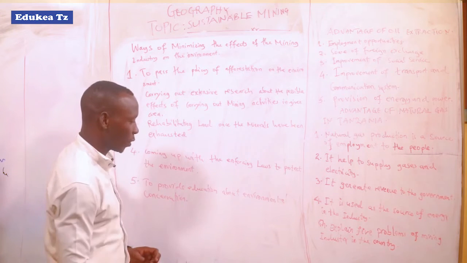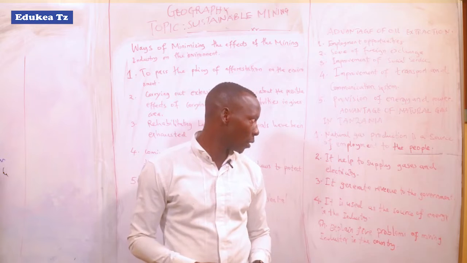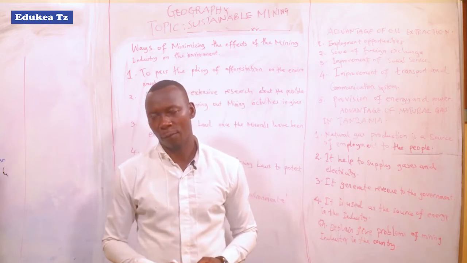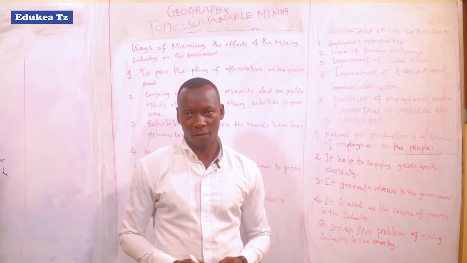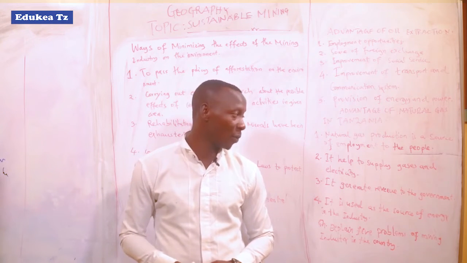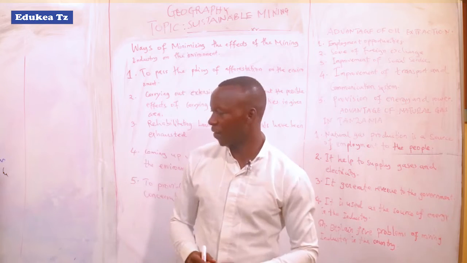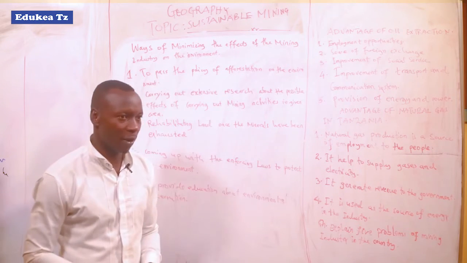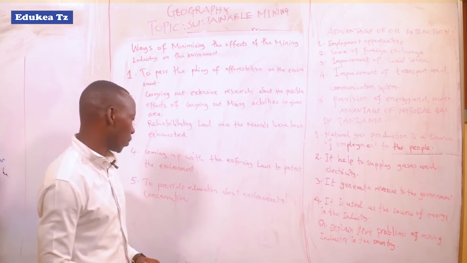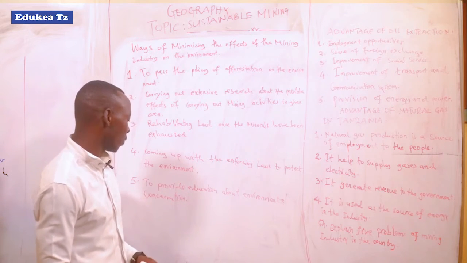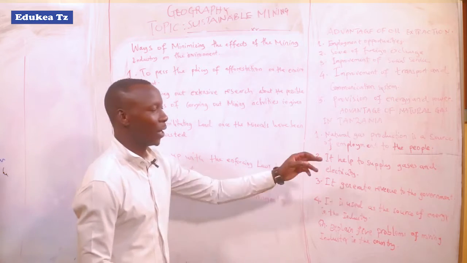Point number 5 is to provide education about environmental conservation. In the area where this activity is taking place, if people receive education about environmental conservation, the problem will not take place on the environment, because people are able to keep the environment due to the education they have received from the government or from the environmental conservation sector. The sector of environment will pass laws about the environment and educate the people involved in carrying out mining activities in a particular area.